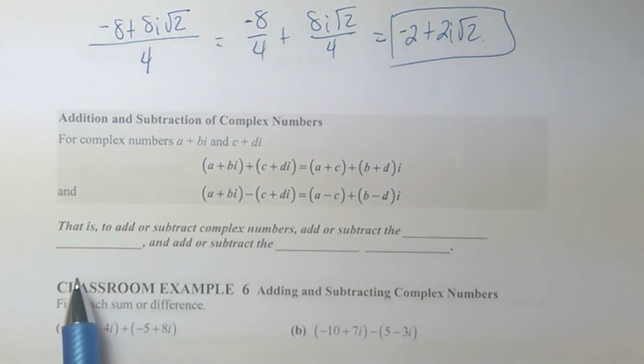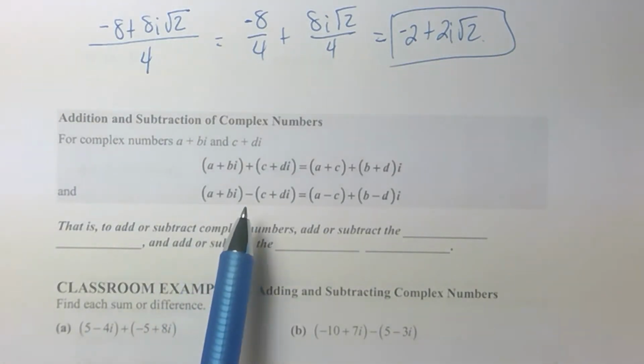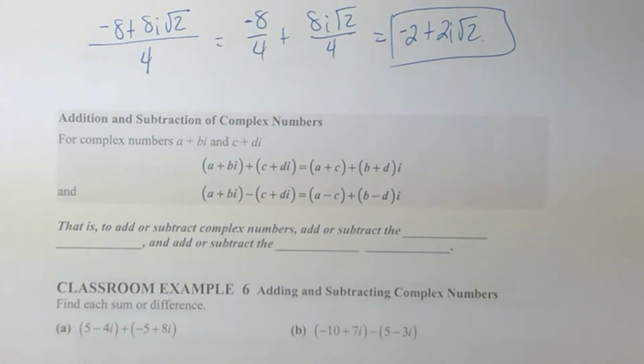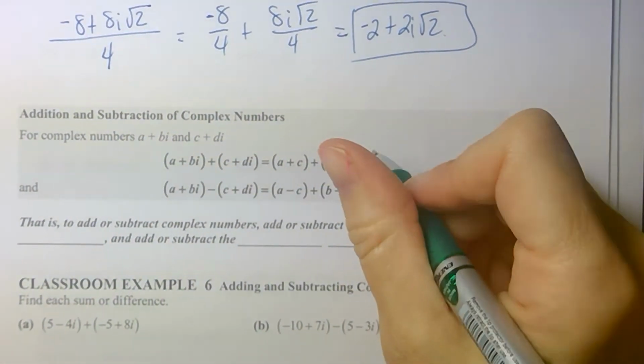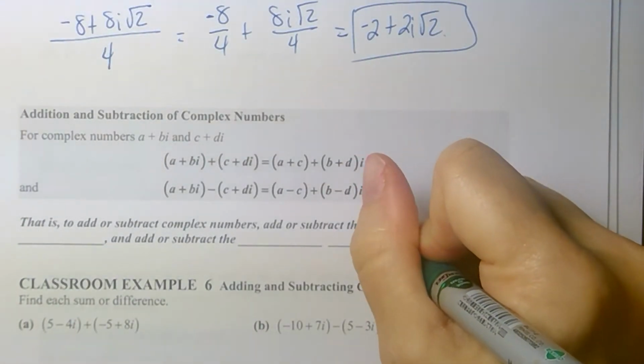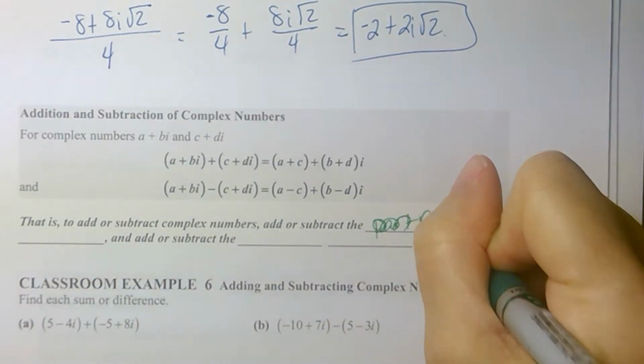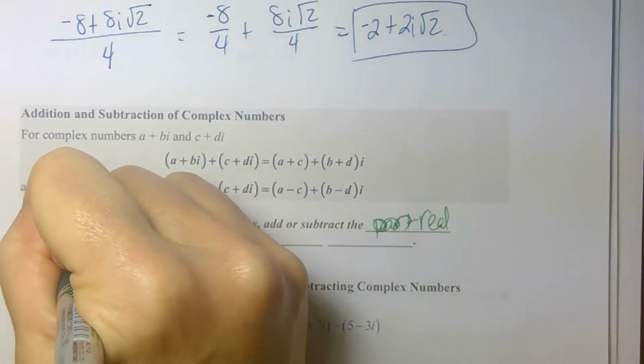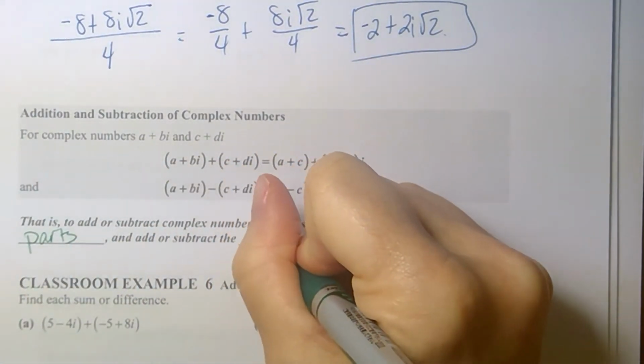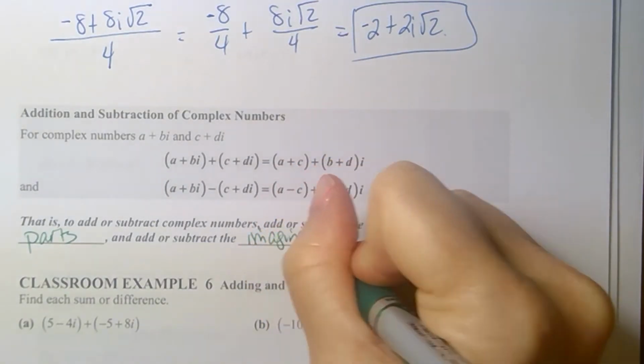Adding and subtracting complex numbers, you just add and subtract the like terms. Make sure if you're subtracting that the negative distributes to both terms inside the parentheses. You're going to add or subtract the real parts, and then add or subtract the imaginary parts. Whoops, I got to talking and wrote the wrong thing. I add and subtract the real parts, and then I add or subtract the imaginary parts.